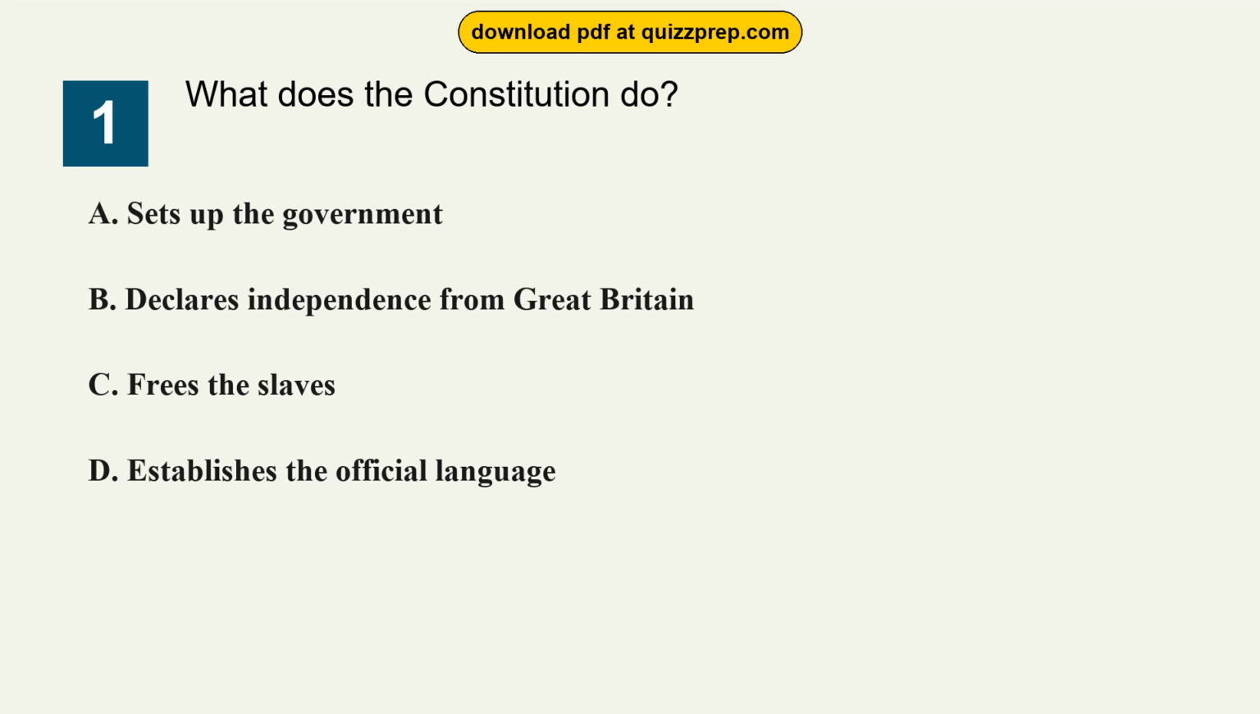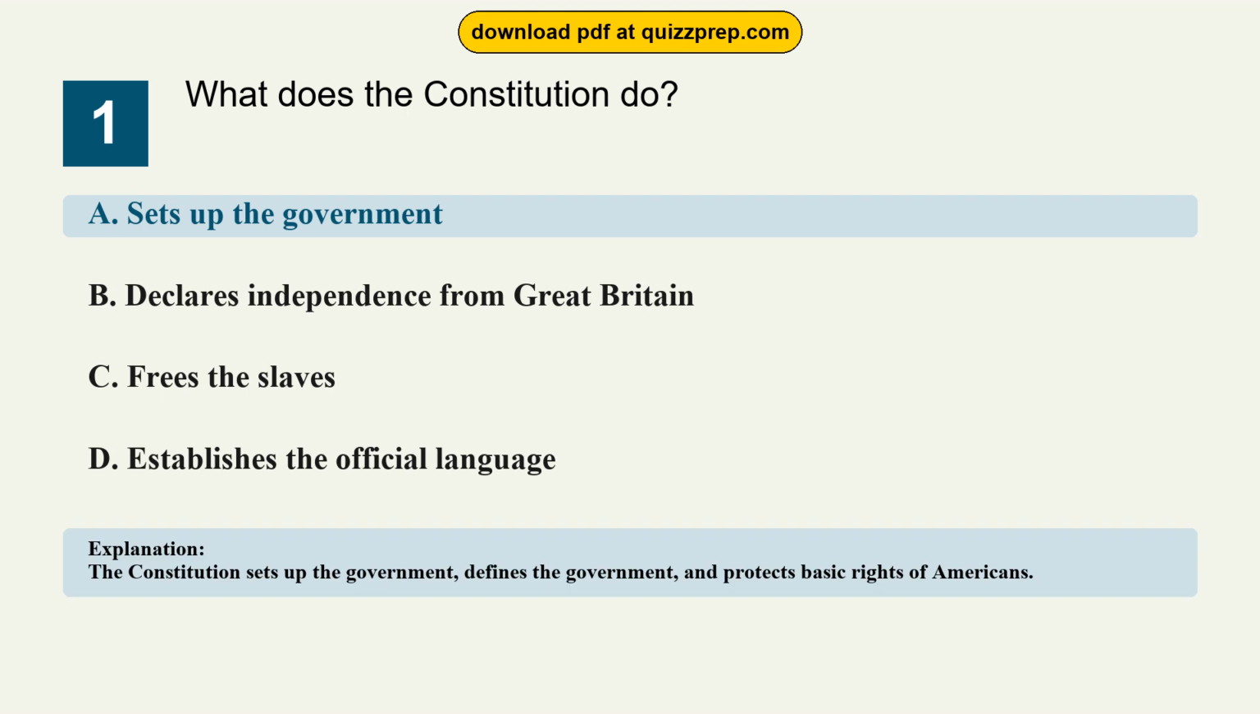Question 1. What does the Constitution do? Option A. Sets up the government. Option B. Declares independence from Great Britain. Option C. Frees the slaves. Option D. Establishes the official language. The correct answer is option A. Sets up the government. The Constitution sets up the government, defines the government, and protects basic rights of Americans.